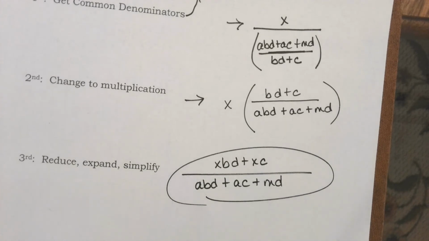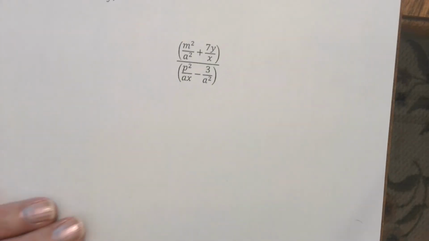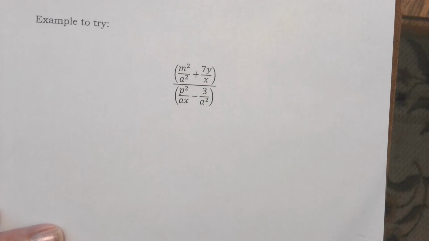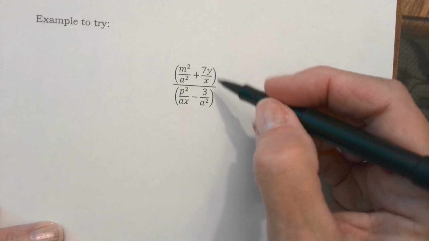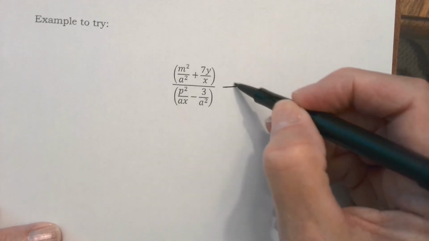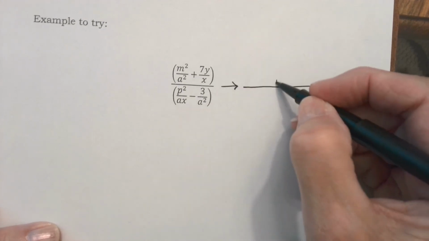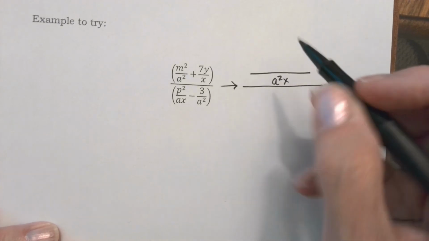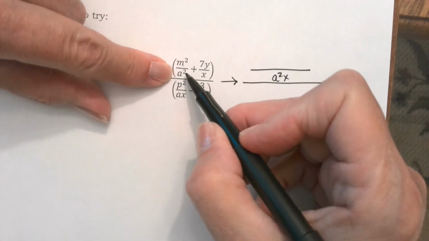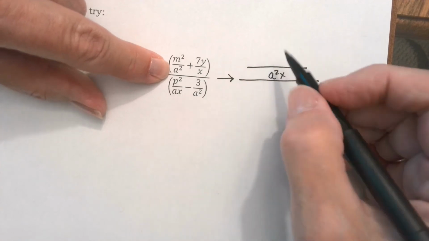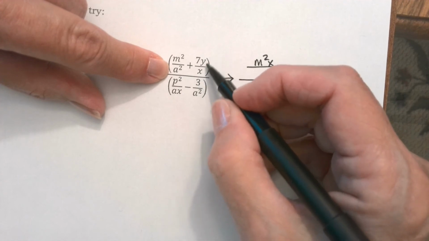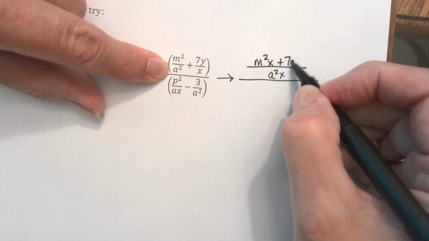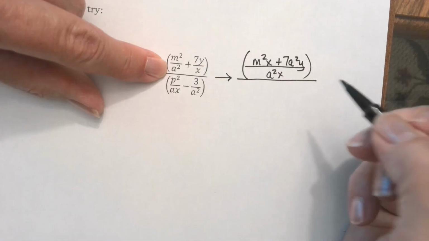Okay, let's go to the other page, next page, the back page, or second page if you downloaded it. So if I want to try and simplify this, I need to get a common denominator for the top to start. The common denominator is going to be a squared x. Now, when I get the common denominator, then I'm going to have to multiply both of these by x. So it's going to be m squared x for that one. For this one, I'd have to multiply both of these by a squared. So it's going to be 7a squared y, and that's the top.